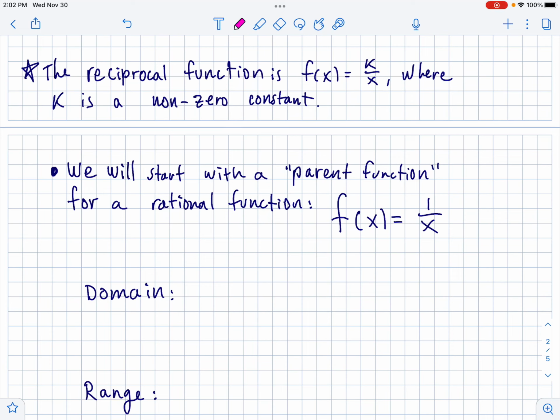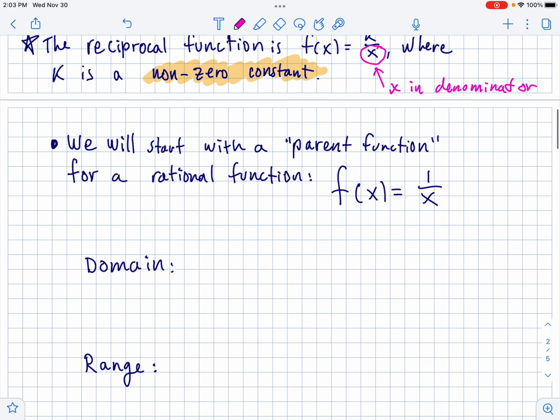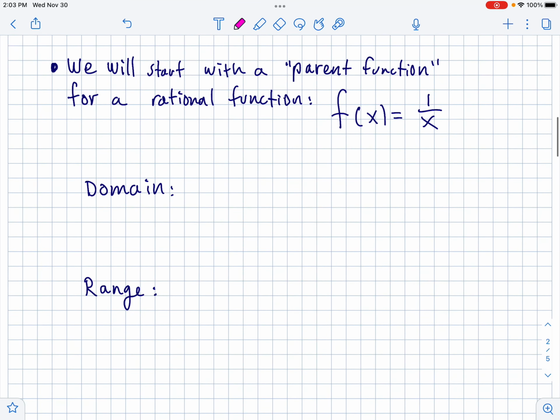Now that we know what reciprocals are, the reciprocal function is basically like the reciprocal of x. So the reciprocal of x would be 1 over x, or in this case, we're going to do k over x, because you can have any number on top that's not an x. Or, well, any number except for 0. K needs to be a non-zero constant. And that makes it a reciprocal function. Please notice that x is in the denominator. That's what makes this a rational function or a reciprocal function.